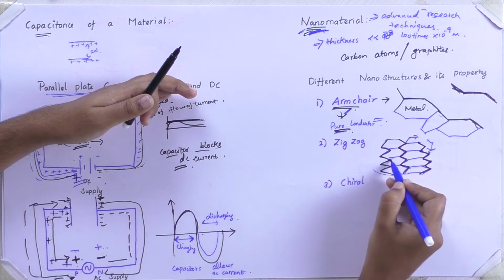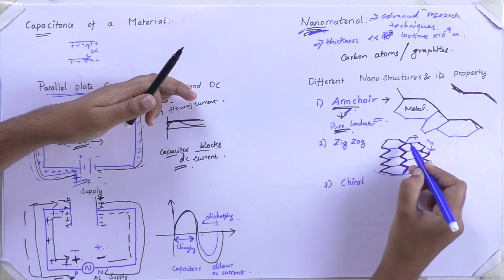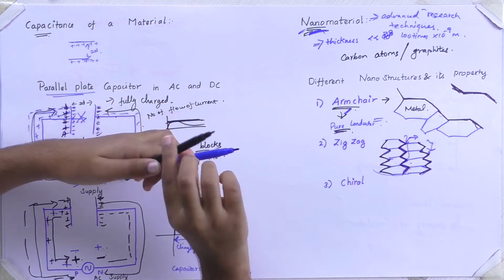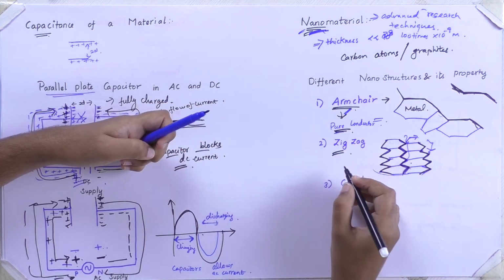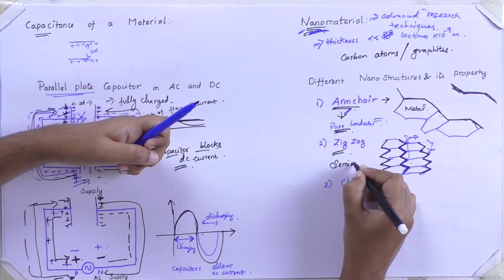But in zigzag, there will be disturbances because the energy band gap varies when compared with the armchair structure. So the zigzag type of nanostructure behaves like a semiconductor.